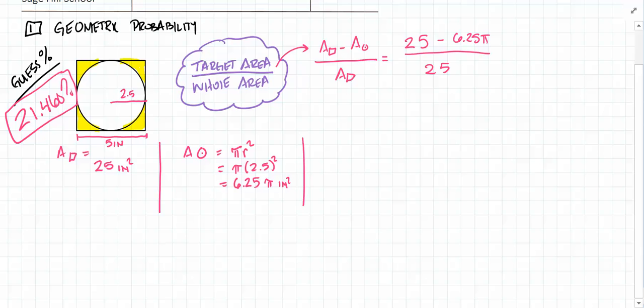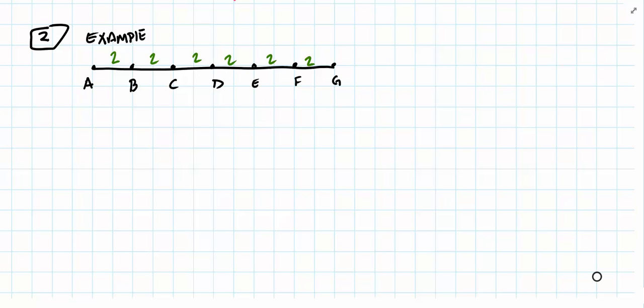Okay, very simple example here. I have a line segment. It's broken up into 1, 2, 3, 4, 5, 6 little pieces here. How many points are on that line segment? Infinite, there you go. There are an infinite amount of points on that line segment. 7 of them happen to be labeled, but there's an infinite amount of points.